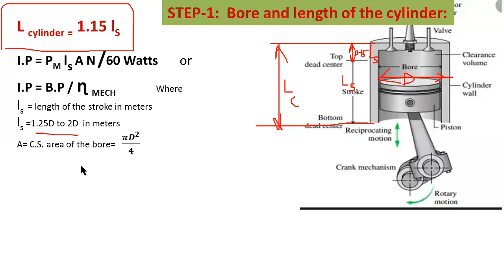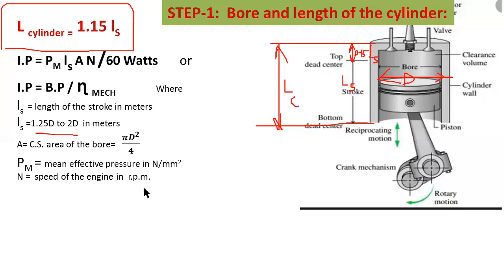And the cross sectional area of the bore is π/4 D². We consider the shape of the cylinder to be circular in cross section, so we treat the cross section area as circular. So the area for circular cross section A = π/4 D², and Pm is the mean effective pressure, in pascal or megapascal, and N is the speed of the engine in revolutions per minute, RPM.